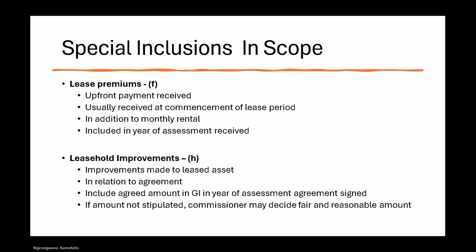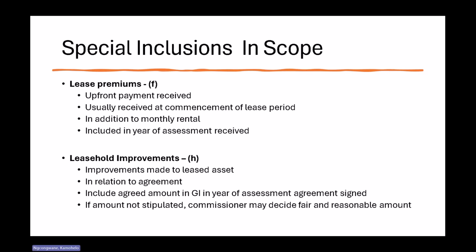So if I sign a lease today as a company, I'm moving into a fully functioning building that has all the amenities that I need, that has all the facilities I need. If I decide to make certain improvements to that building because I want to make the working conditions better for my employees, the person that is leasing that building out to me does not have to include those improvements in their gross income because it was not agreed upon when we signed the lease.